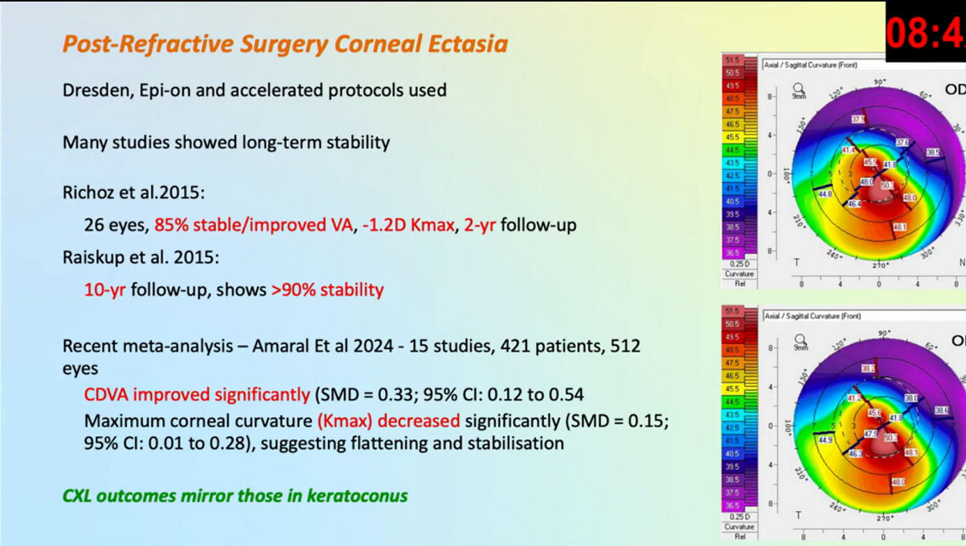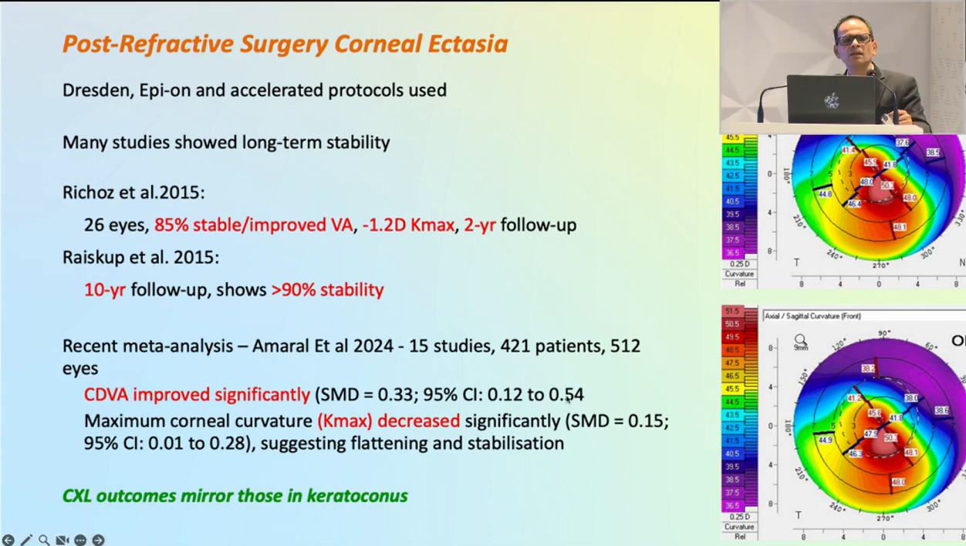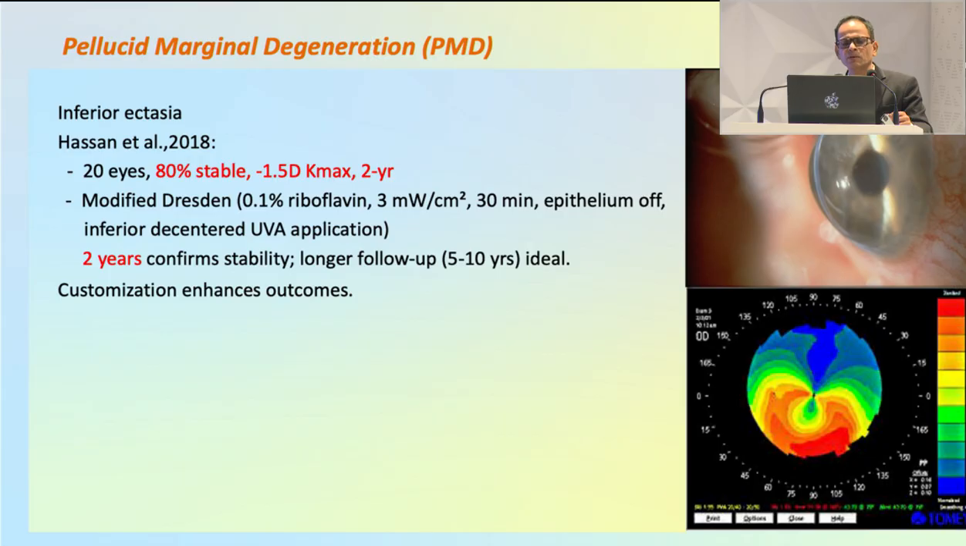First is post-refractive surgery corneal ectasia. This is quite common. These corneas behave like keratoconus. I just look at the synopsis of the studies. There are so many studies that have been coming up and being published, but I just focus on some of them. In one study of 26 eyes, there's a 2-year follow-up that shows 85% stability. And one other long-term study also shows that it is more stable. So that shows that cross-linking works. And importantly, the vision has improved and Kmax is also a bit reduced. So refractive ectasia is something that can be treated very well with cross-linking.